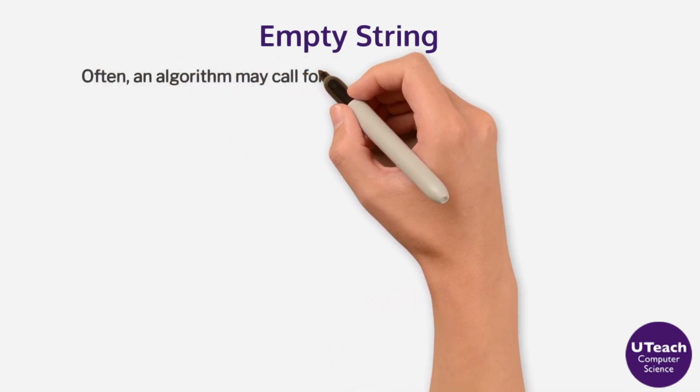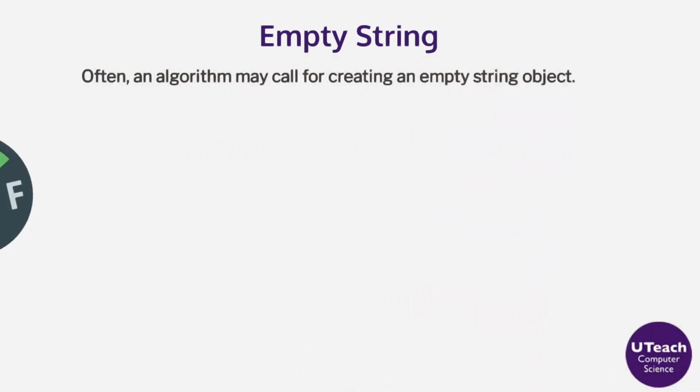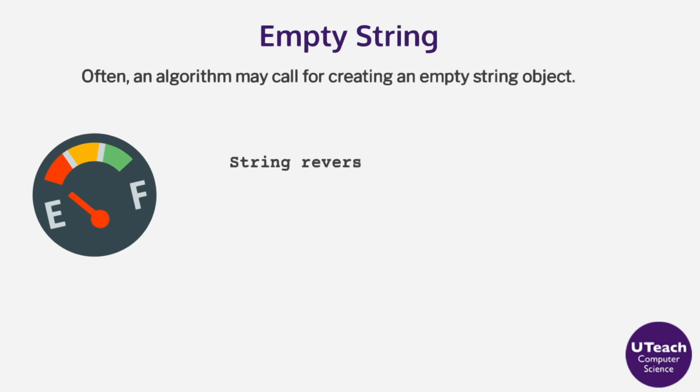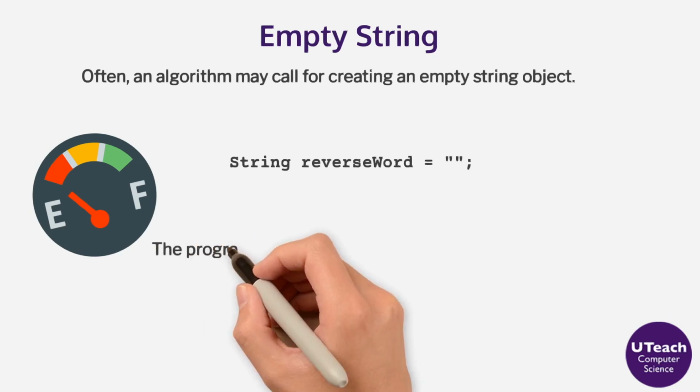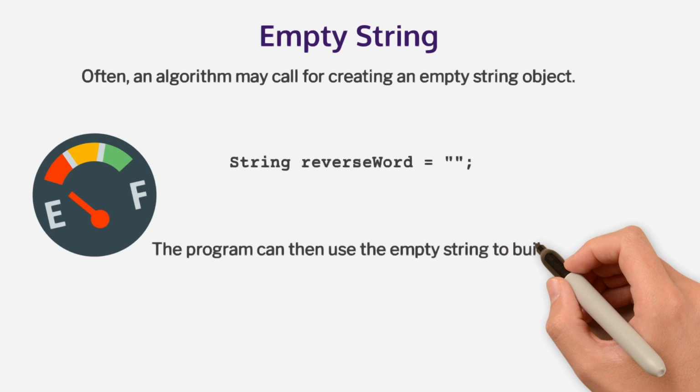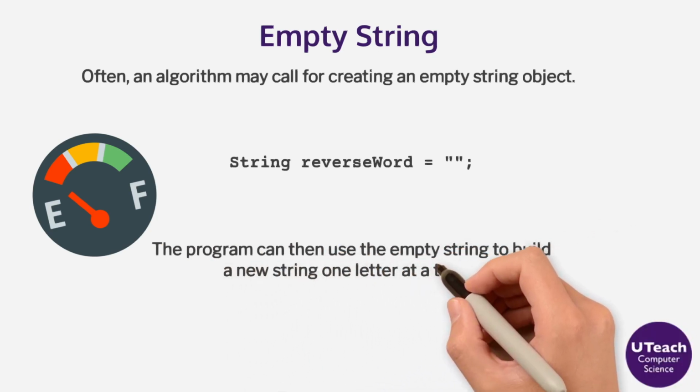Often, an algorithm may call for creating an empty string object. In that case, you would create a new string object as empty, as shown here. The program can then use the empty string to build a new string one letter at a time.